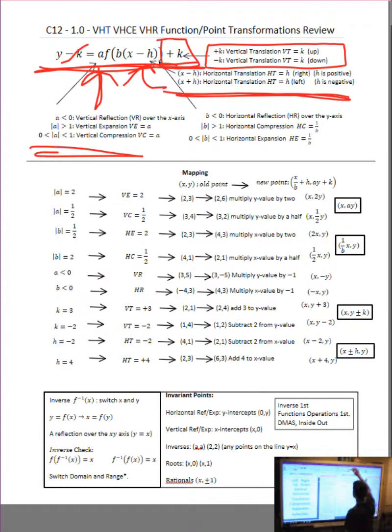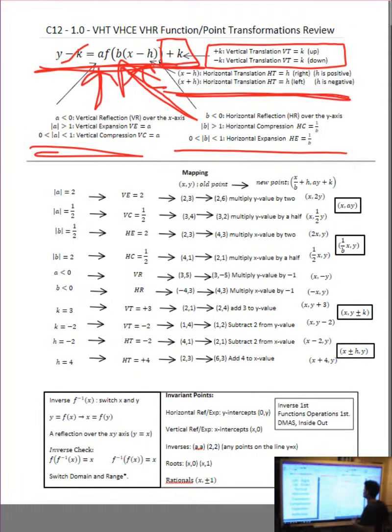And this b value, a little bit more complicated. So if you kind of understand an interesting counterintuitive thing, where if we have x plus 2 inside the brackets, it goes left 2. Well, if I have a b value less than 0, it's a horizontal reflection. So if it's negative, it's a horizontal reflection.